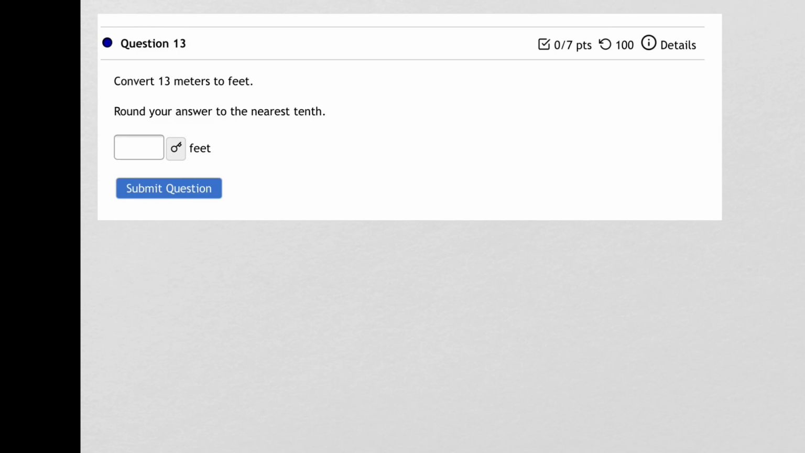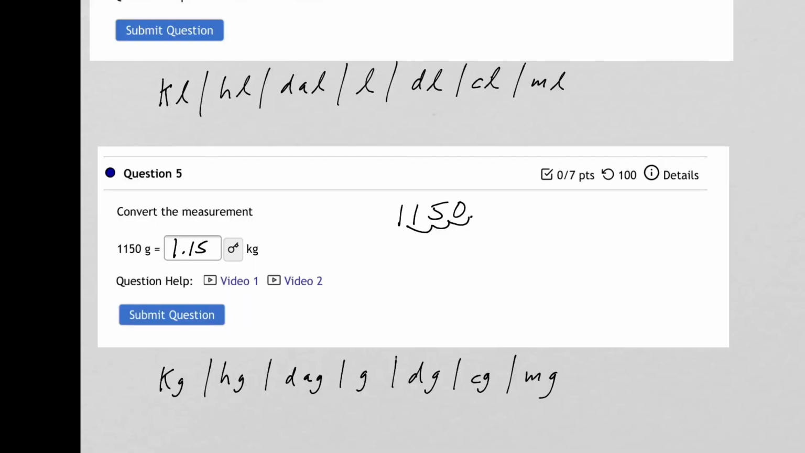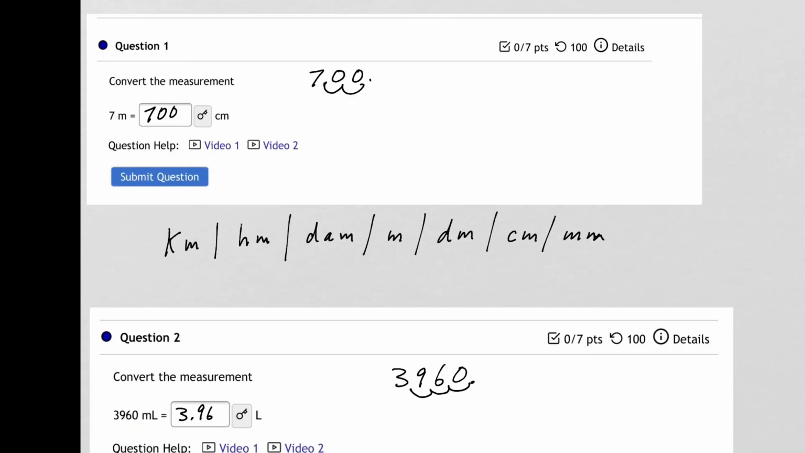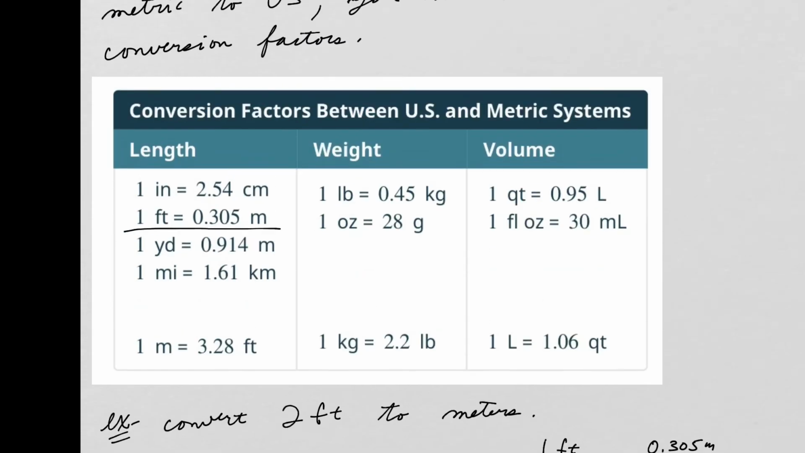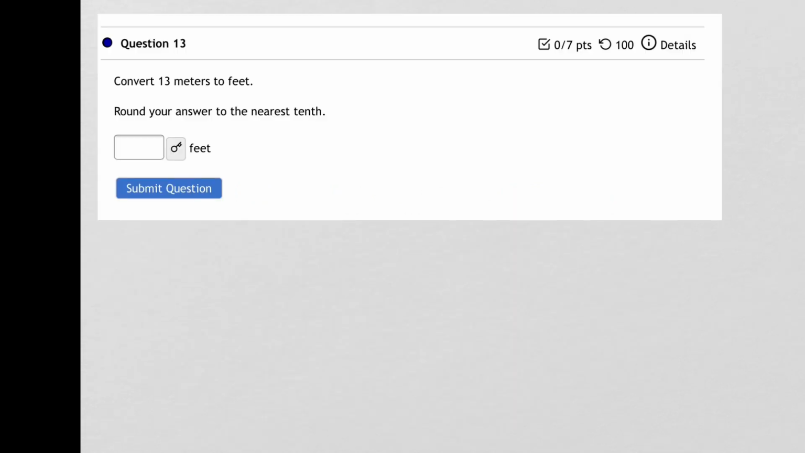So let's go back to our chart here. Is it in this one? Where is it? Here it is. Okay. So I want to go from meters to feet. Is the relationship between meters and feet? Yeah, it looks like right here, right? 1 meter is 3.28 feet. So I'm going to use that. 1 meter is 3.28 feet.